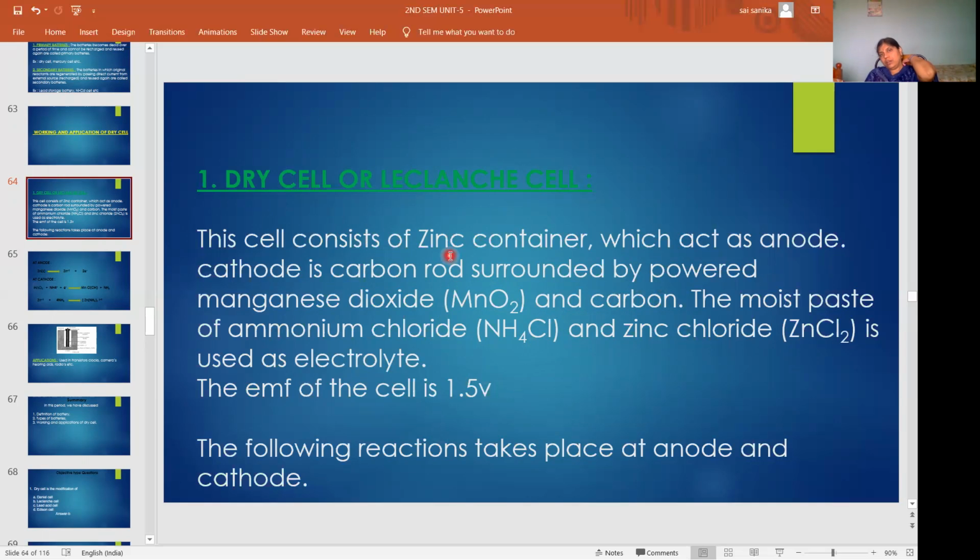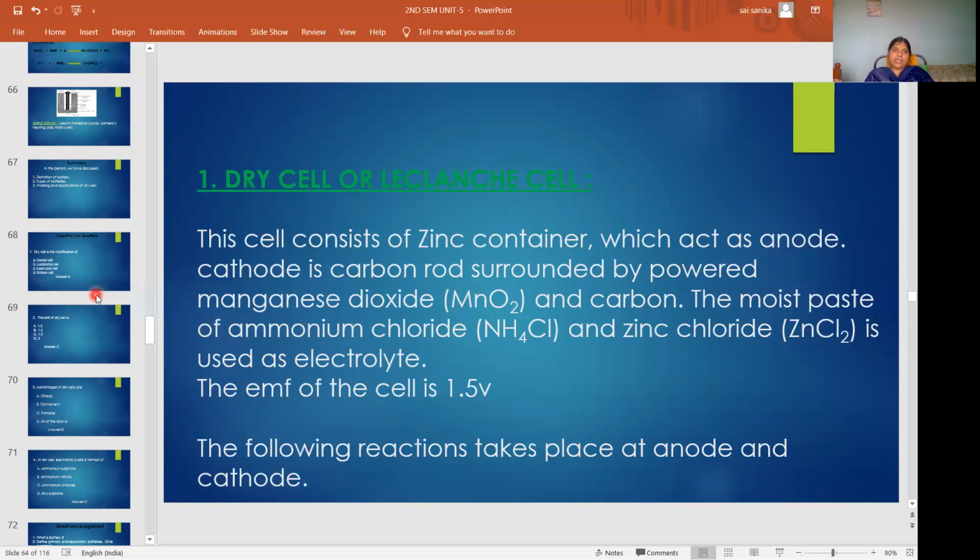So zinc is undergoing oxidation, that is Zn gives rise to Zn2+ plus 2 electrons. And at cathode, manganese dioxide is undergoing reduction. What is reduction? Taking of electrons. So it will take electron and it is converting into MnOOH. So from where is it getting hydrogen? From this NH4Cl. This NH4+ is giving one hydrogen and converting into ammonia. So ammonia is explosive in nature. That ammonia is trapped by Zn2+ ions, so that it is converting into complex. Okay, this is about working of dry cell.